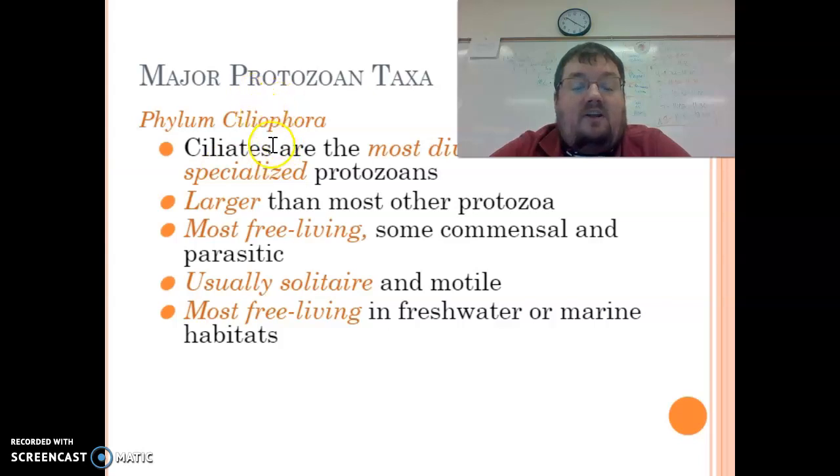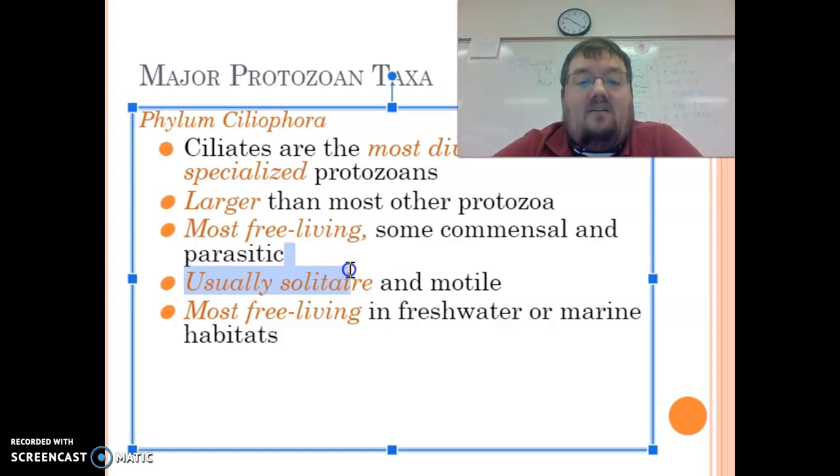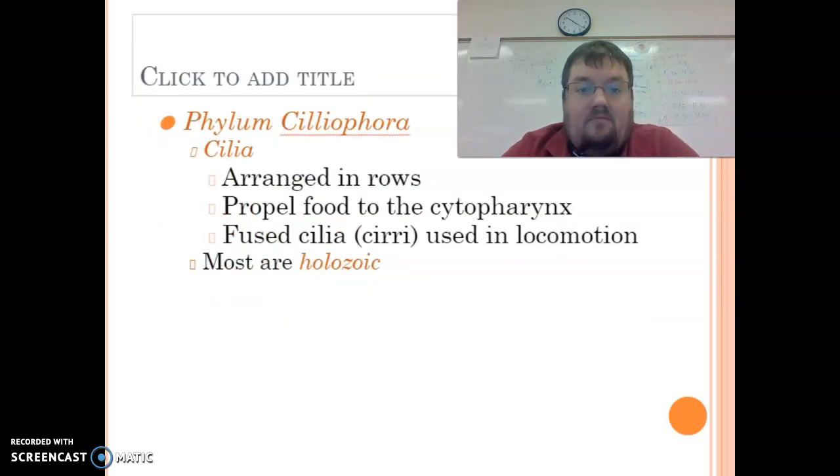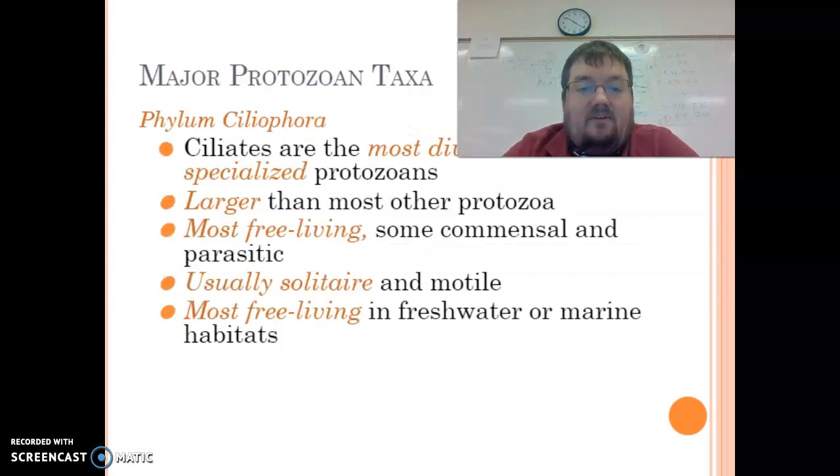You have Ciliophora, which you might derive from the name. These are ciliates, so these all contain cilia. They're larger than most protozoa. They're free living, which means that they don't necessarily live inside of other organisms. They can live on their own outside of other organisms. There's a lot of protozoa that only exist inside of organisms because they're parasitic usually. But a lot of these are free living and can live on their own. This would be like Paramecium, for example. They all contain cilia, as I mentioned.